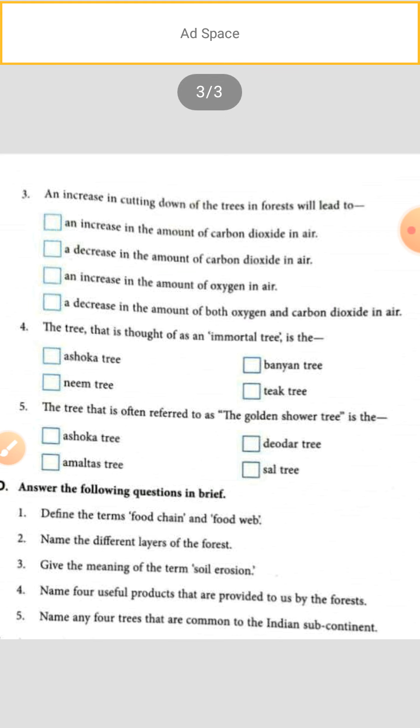This was the keywords and the back exercise of this chapter. Today our chapter has been completed, and tomorrow we will start a new chapter.